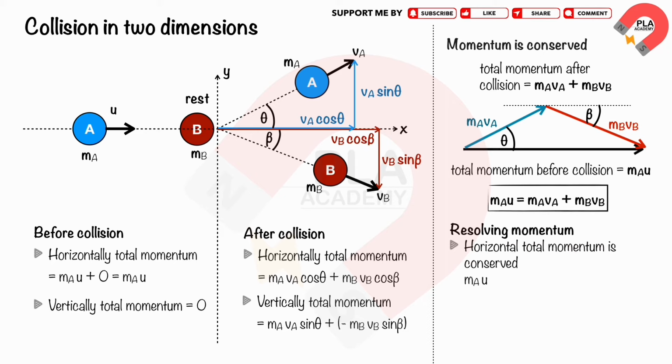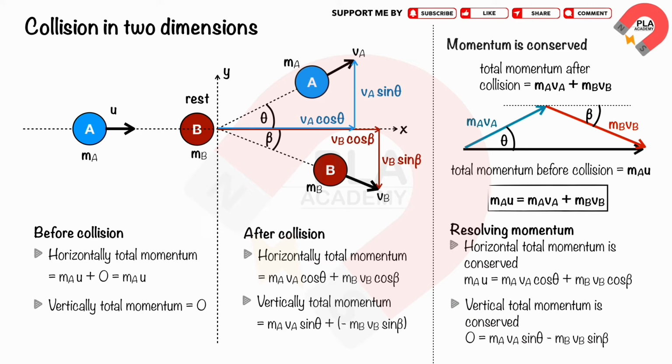We can resolve the momentum as follows. Horizontally, the total momentum is conserved. So, ma u equals ma va cos theta plus mb vb cos beta. Vertically, the total momentum is conserved. So, 0 equals ma va sin theta minus mb vb sin beta.